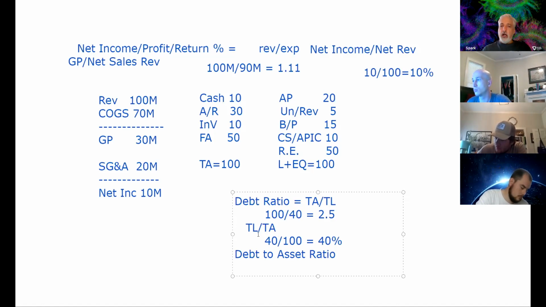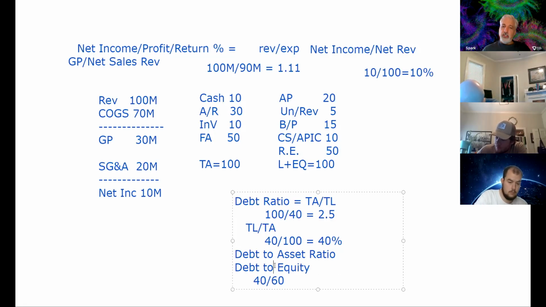There is something called a debt to equity ratio. And at that point, you're putting debt of 40 over equity of 60. Okay, just put a slash. Whenever you see these ratios, put a slash there. Okay, debt to asset ratio. Just put a slash there. Debt in the numerator, liabilities. Assets in the denominator, and you're on your way.